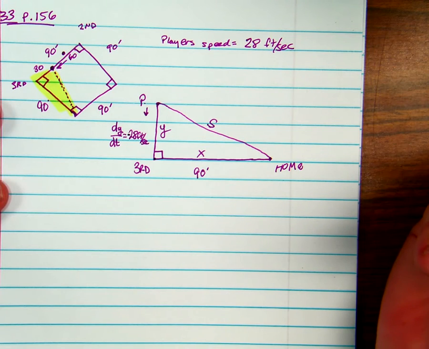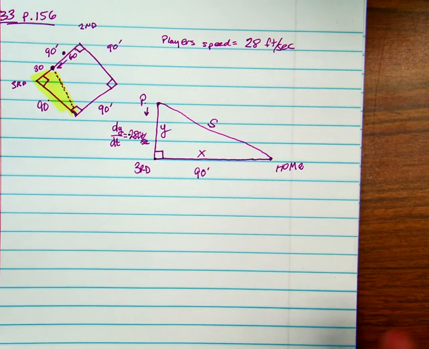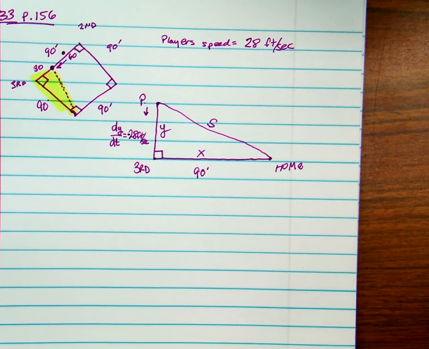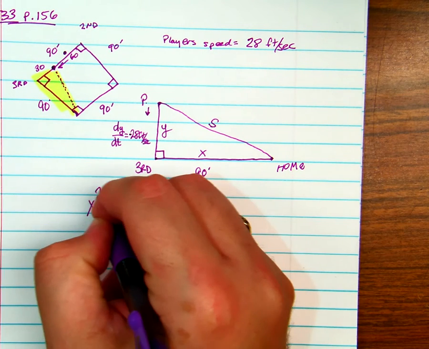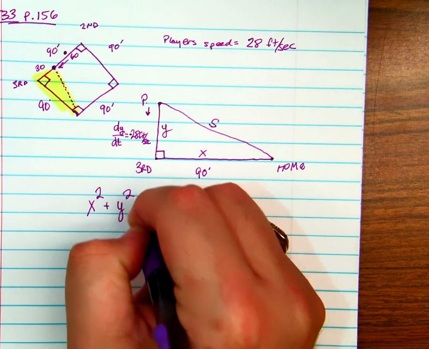All right, so right triangle. Do we have anything to do with the angles? No. So the only other thing we can do is, okay, so what theorem? The Pythagorean theorem, which would be what? x squared plus y squared is equal to s squared.